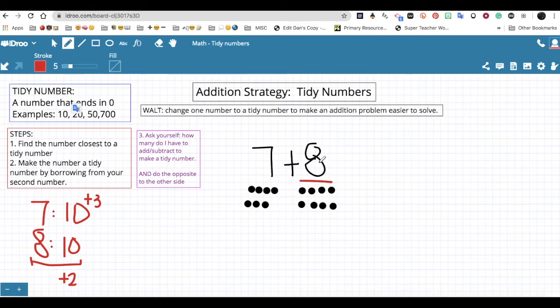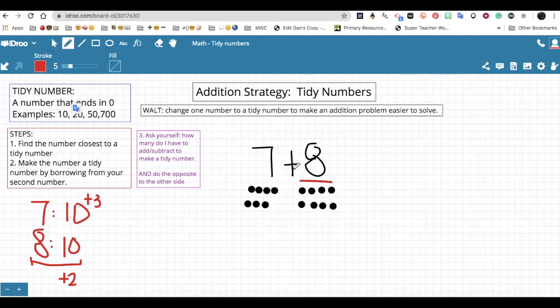Pause the video and tell me what the second step is. So, the second step is that you make the number a tidy number by borrowing from your second number. And when I say second number, it's the number that's not the tidy number. So it's going to be this one over here, number 7.